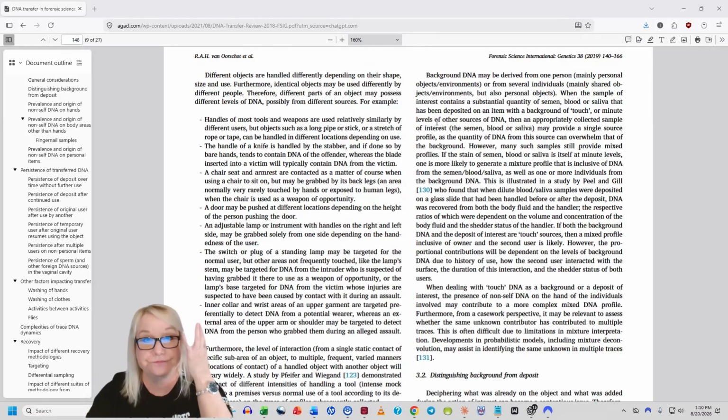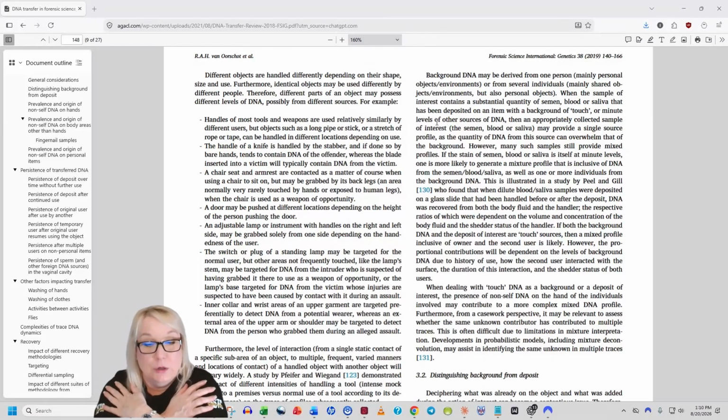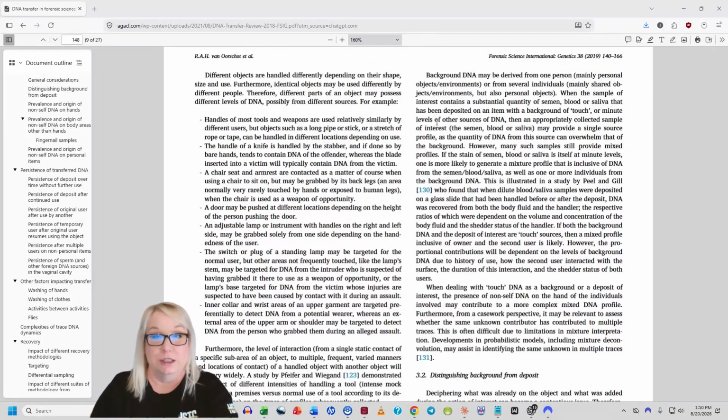Inner collar and wrist areas of an upper garment are targeted preferentially to detect DNA from a potential wearer, whereas an external area of the upper arm or shoulder may be targeted to detect DNA from the person who grabbed them during an alleged assault.